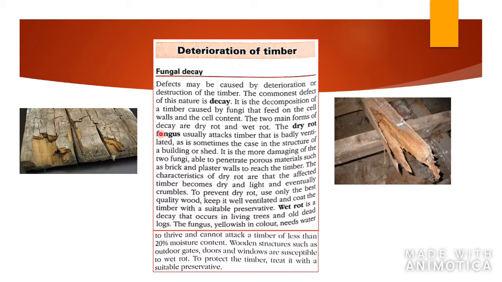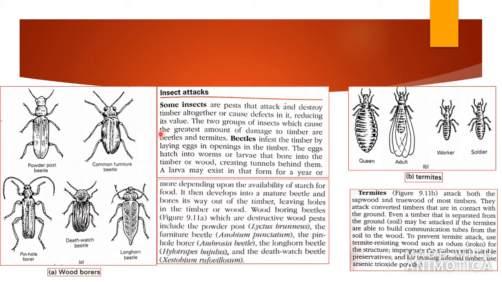Insect attacks. Some insects are pests that attack and destroy timber, and they cause defects in it, reducing its value. The two groups of insects are beetles, and they infest the timber by laying their eggs in the openings in the timber. So if you have a little piece of opening in your timber, the beetles will enter. Sometimes you don't even see them, and they lay their eggs in there, and the eggs actually hatch into worms before they bore into the timber.